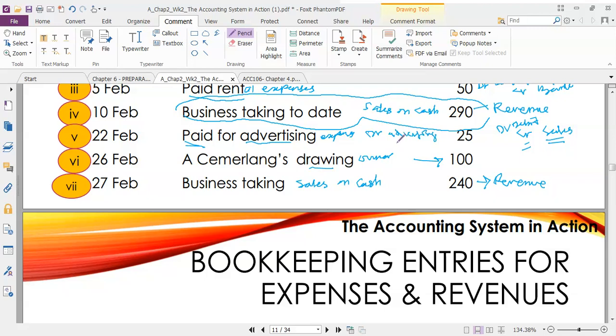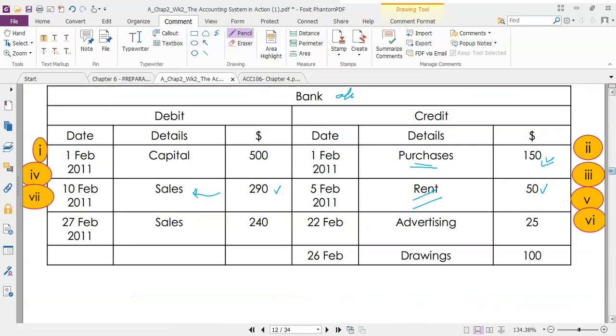Advertising expenses. Credit, we pay by bank, right? So we credit the bank, because the money inside the bank account is decreasing since we already paid for advertising expenses. So you must put it in the T ledger. Open the ledger, bank account, we have credit side 25,000. The detail is advertising.